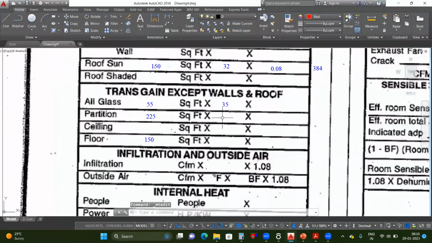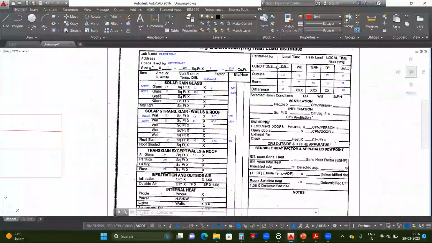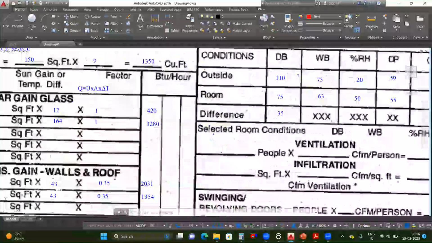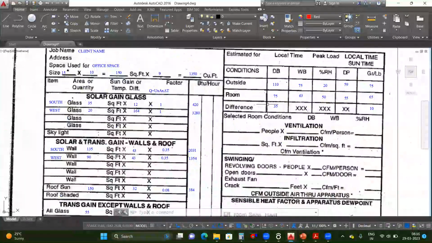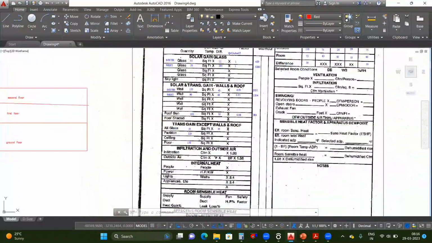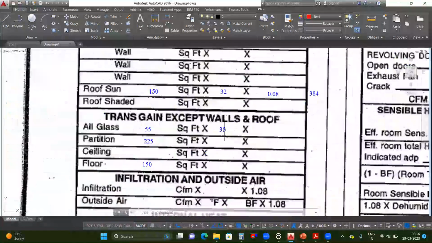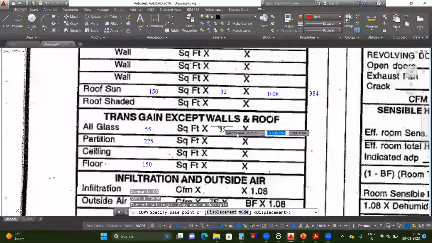So we need to enter the delta T value. Here the delta T value for all glass is 35. The 35 we have taken from the outside condition minus inside conditions. For the remaining values like partition and floor, we need to take the difference minus 5 degrees. So that is 35 minus 5, we will get 30, and 30 here.